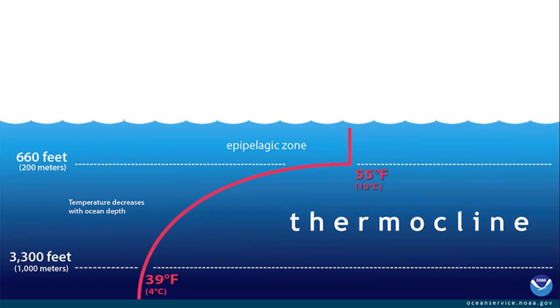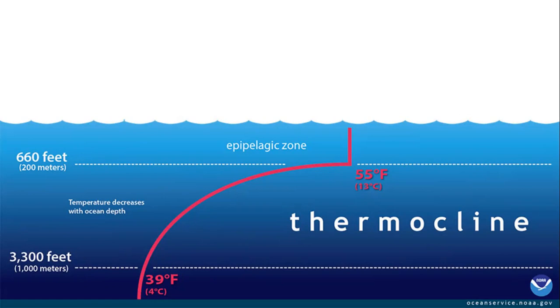Beneath the surface is a transition layer, which ranges from 660 feet all the way down to 3,300 feet beneath the surface. Here, the temperature decreases with depth, and the salinity also changes. Now, because the temperature changes, we call this a thermocline. And beneath the thermocline is the deep ocean. And the deep ocean is rather cold, and the pressure is really great. And that's caused by the thermocline and the surface waters pushing down onto it.